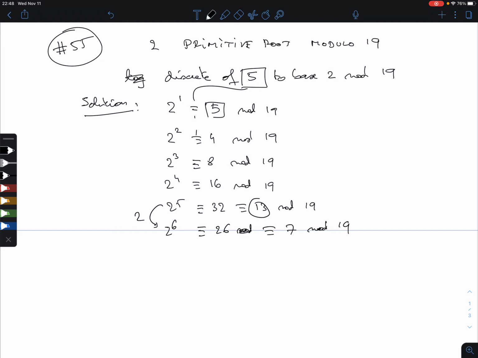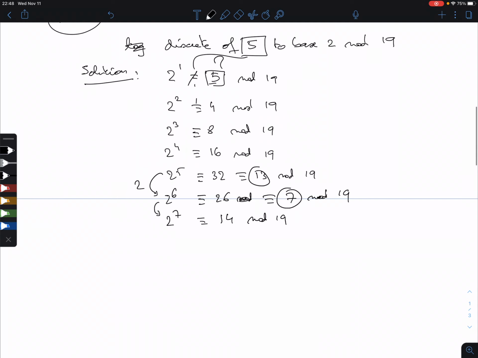Just subtract 19. So we each time multiply with 2, not squaring now. We're making a geometric progression here. 2 to the 7th, multiply this with 2, that is 14. That is still not what we want. It's very frustrating, right? We're looking for 5. So this is the question, right? Is this 5? Of course it's not 5. But is 5 appearing? So far we haven't seen 5, so we have to keep going.